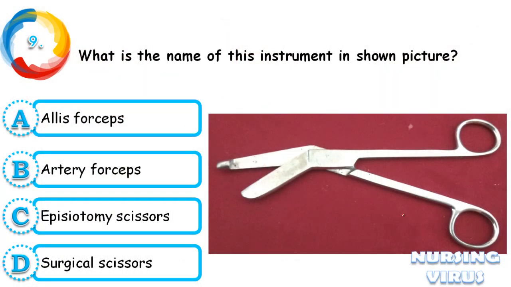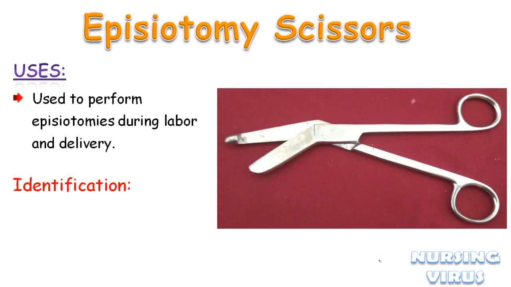And ninth image, what is the name of the instrument in the shown picture? Options are Allis forceps, artery forceps, episiotomy scissor and surgical scissor. The correct option is episiotomy scissor. The rationale is that the episiotomy scissor is used to perform episiotomies during labor and delivery.